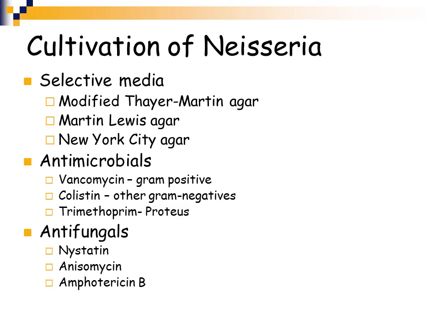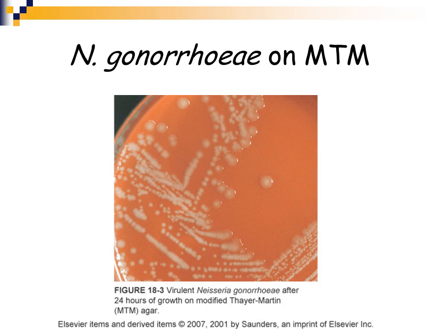These media will also have antifungal agents in them to reduce any fungi from growing, such as nystatin, anisomycin, and amphotericin B. Here is a picture of Neisseria gonorrhea growing on a modified Thayer-Martin agar plate.